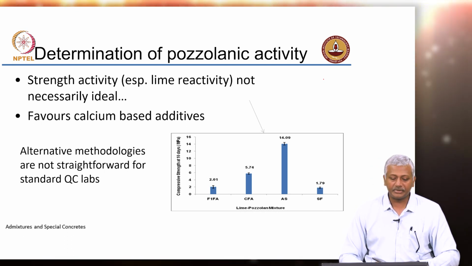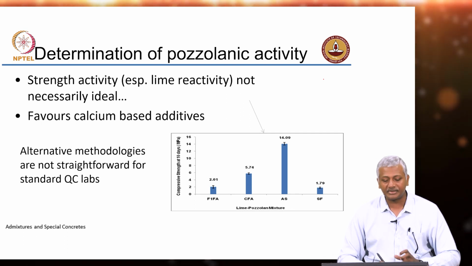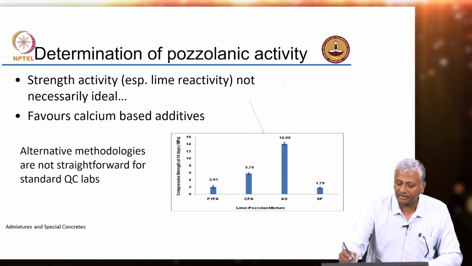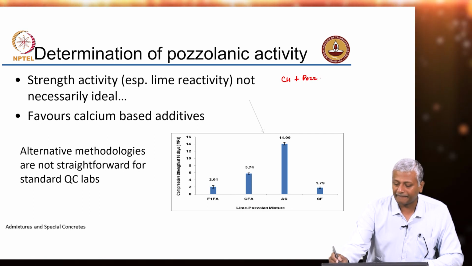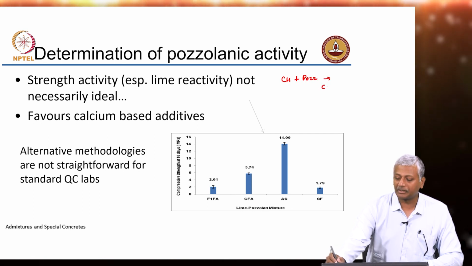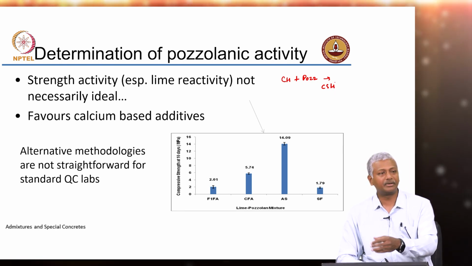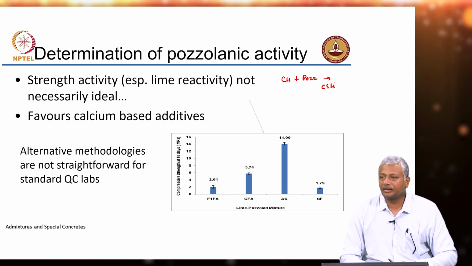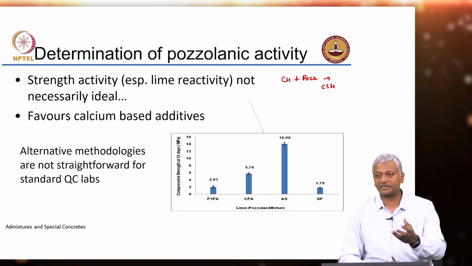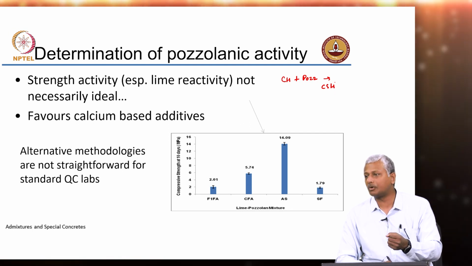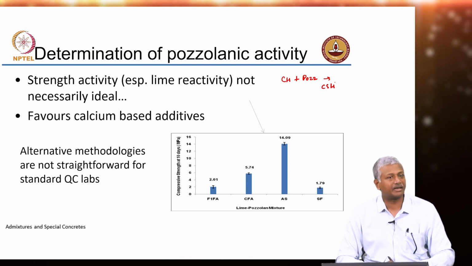Now, strength activity, especially your lime reactivity tests, are not necessarily ideal. Now, why is that? Because in lime reactivity tests, you add the lime and the pozzolan, right, and then you expect it to form CSH. But this is not really reflecting your cement system. Why? You have alkalis, you have gypsum present in the cement, which are further going to contribute to the reactivity of your pozzolan. You are not capturing that in the lime reactivity test.